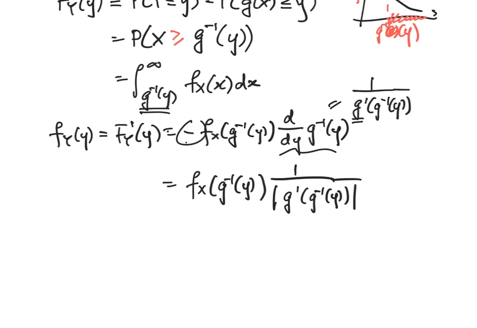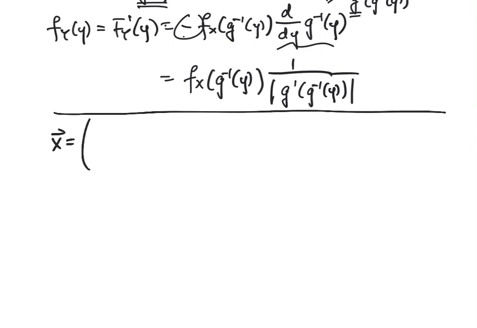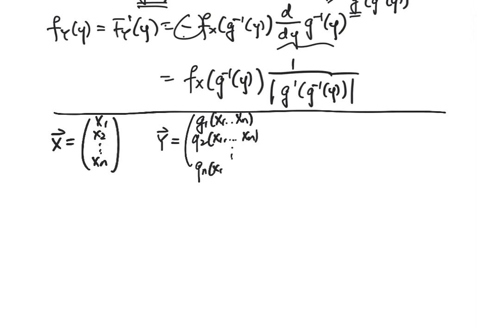Here, you can try to extend this method to the general case. Let's suppose you have a vector random variable S1, S2, ..., Sn. And let's suppose I have a vector random variable Y, which is a function of these n random variables. Again, each of these g_i is continuously differentiable.